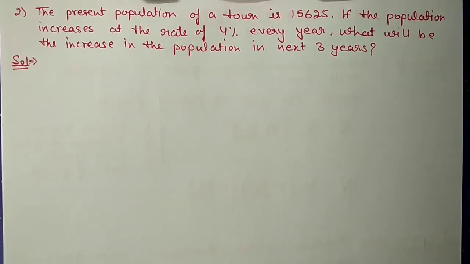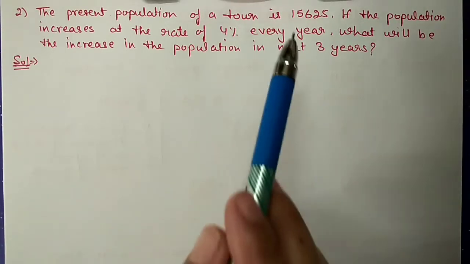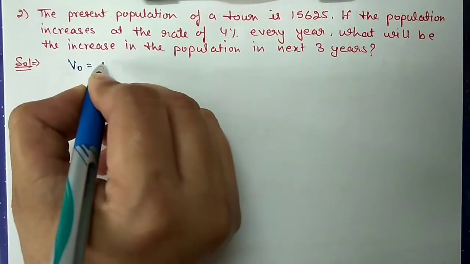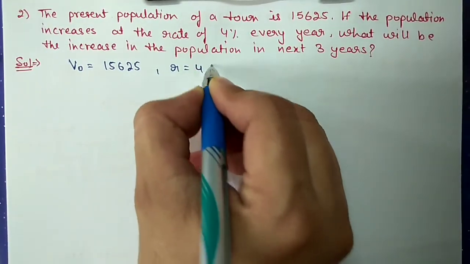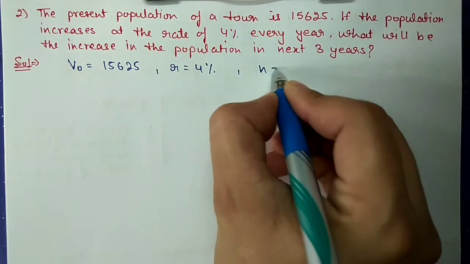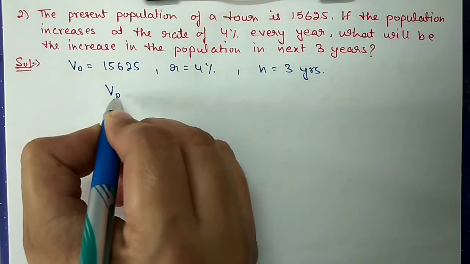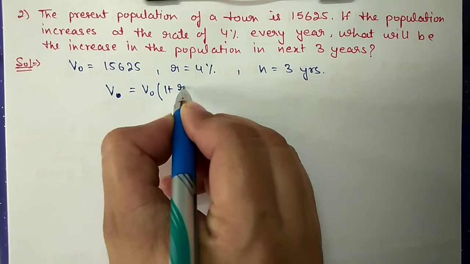Next, question number 2. The present population of a town is 15,625. If the population increases at the rate of 4% every year, what will be the increase in the population in the next 3 years? So, the present population is given as 15,625, which is V naught. The rate of interest is the same for every year, 4%, and time is given as 3 years. So, the population after 3 years will be V is equal to V naught times 1 plus R by 100 to the power n.